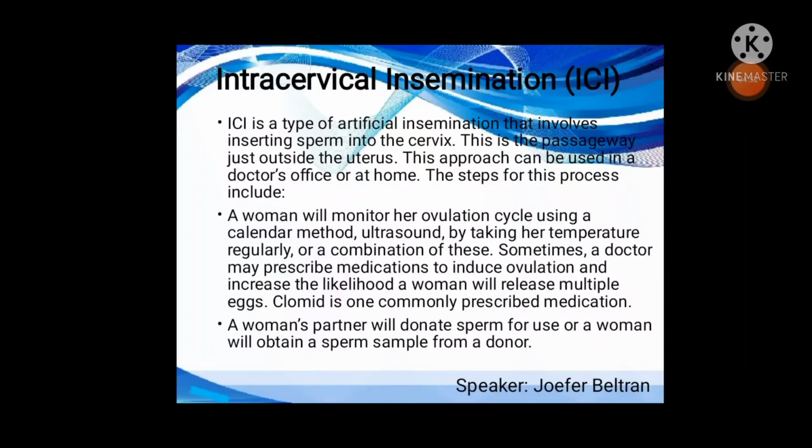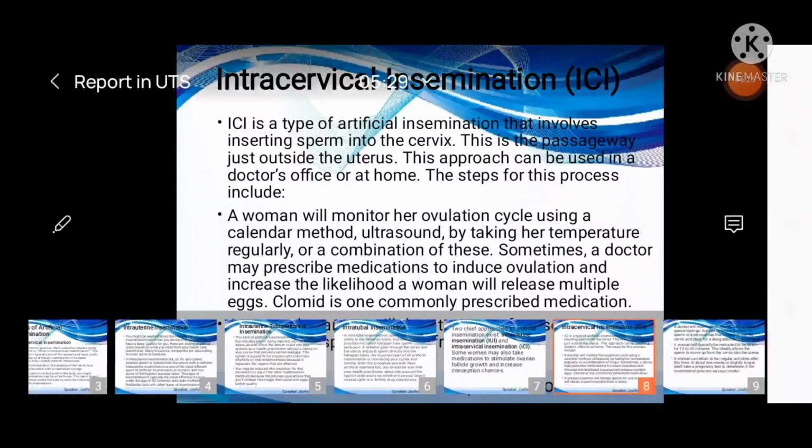The steps for this process include: a woman will monitor her ovulation cycle using a calendar method, ultrasound, taking her temperature regularly, or a combination of these. Sometimes a doctor may prescribe medication to induce ovulation and increase the likelihood a woman will release multiple eggs. Clomid is one commonly prescribed medication. A woman's partner will donate sperm for use, or a woman will obtain a sperm sample from a donor.